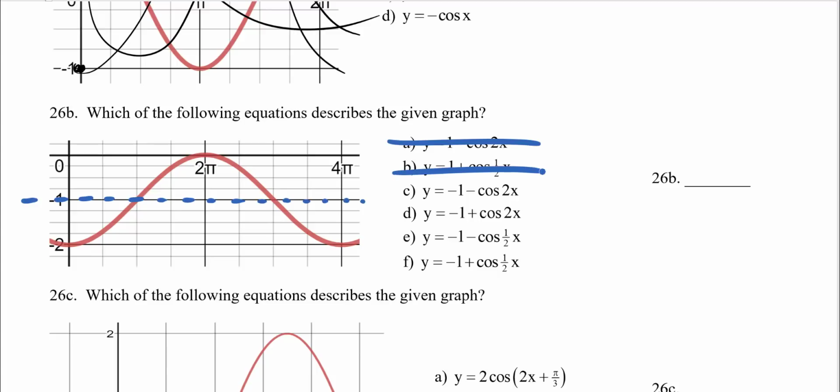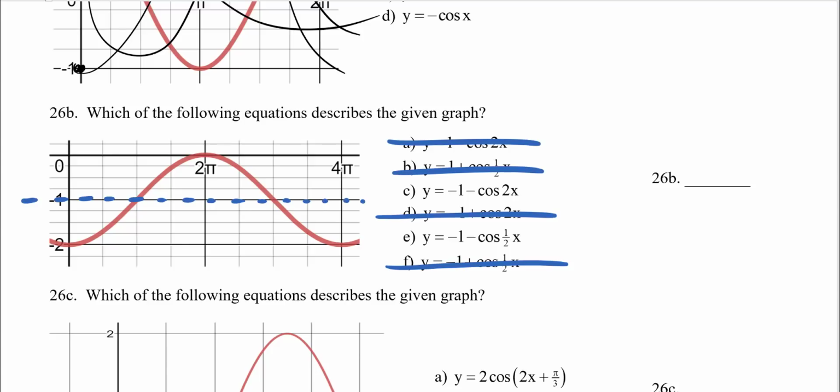Now you look at it and you're like, well, it's starting at a minimum. So it's a Mr. Ghosty graph. You should recognize this is a negative cosine graph. So it pretty much gets rid of this one and this one, because those are both positive cosine graphs. Now we're down to, is it a 2x or is it a 1/2 x?